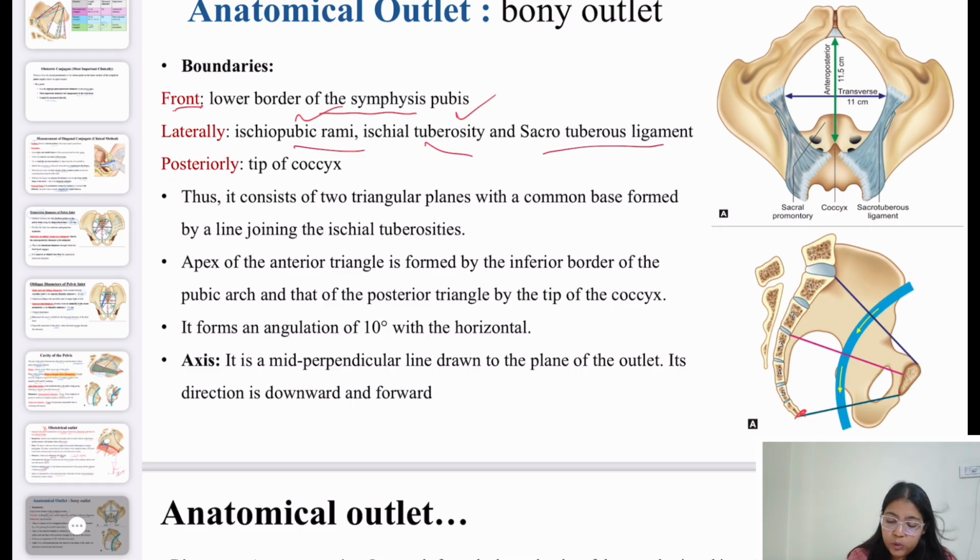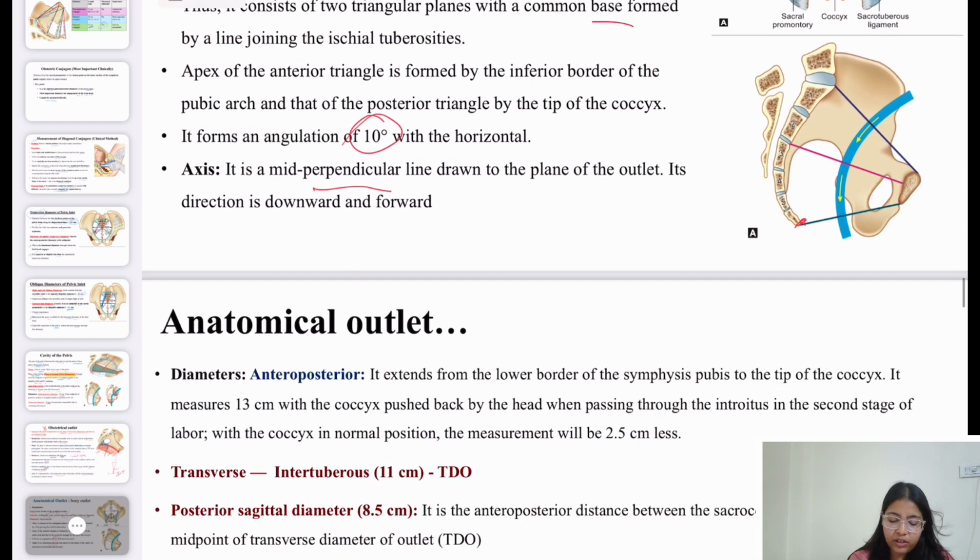And just imagine there are two triangular planes with a common base from one ischial tuberosity to another ischial tuberosity, and the apex of the anterior triangle is formed by the inferior border of the pubic arch, and that of the posterior triangle is formed by the tip of the coccyx. And the angulation is 10 degrees with the horizontal, and the axis is again perpendicular to the plane of the outlet.